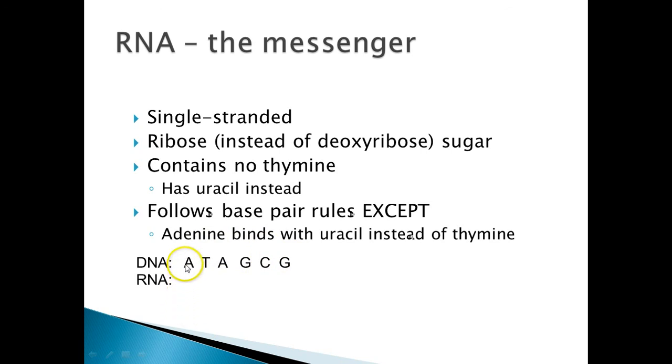If we follow the same base pair rule, adenine, but here's the exception, adenine binds with uracil, so this would be A, this one would start with U. T still binds with A. So if you have a T in the DNA, you still have adenine, or A, in the RNA. So we have U, A, U. G and C don't change. G binds with C, C binds with G, and G binds with C again.